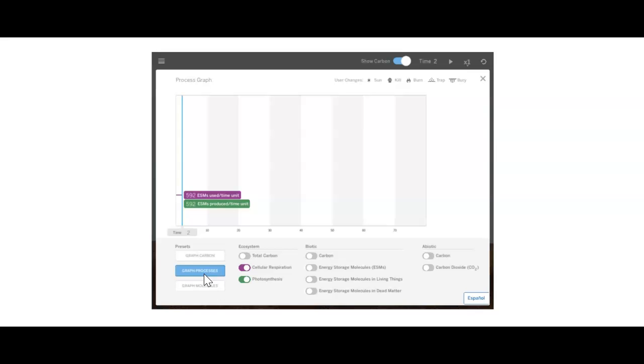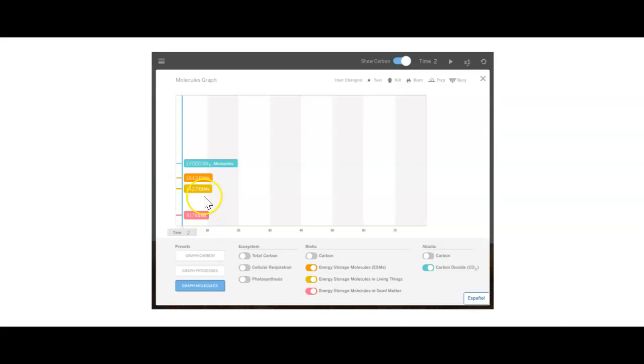Looks like we can graph processes. So energy storage molecules used over time, energy storage molecules produced over time. Okay. And then molecules. So this is showing us carbon dioxide, energy storage molecules. Let's see. This must be overall. And then the yellow is in living things, and the pink is in dead matter. So it's really important that we're not just looking at the letters that are here, but we're actually looking at the key down here so that we know what the different colors mean. All right.